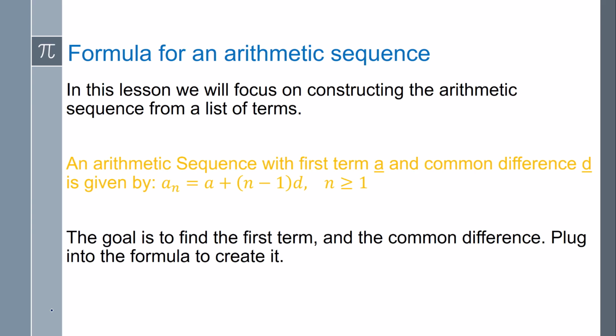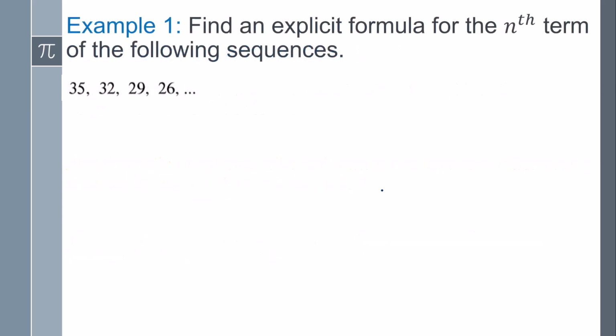An arithmetic sequence with the first term a and the common difference d is given by this, where n, we start with our first term to be 1. So the goal is, once I know what my first term is, once I know what my common difference is, remember the common difference is what we are adding by every time, you just plug it into the formula. It's that easy.